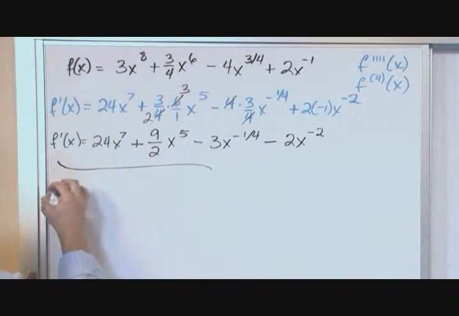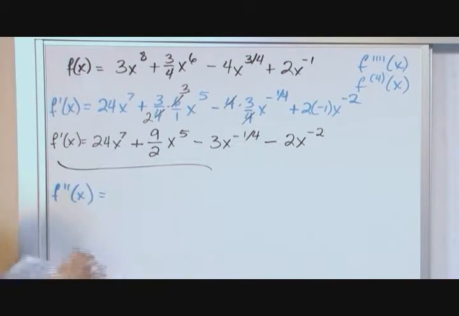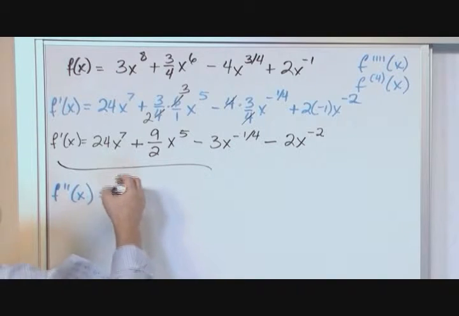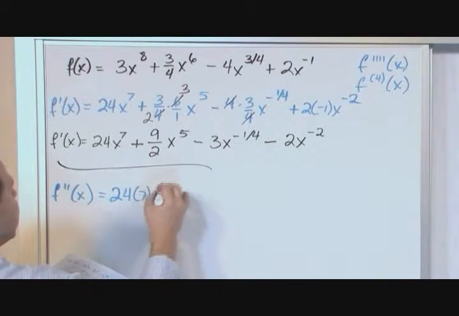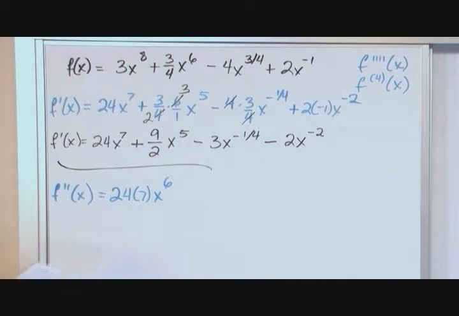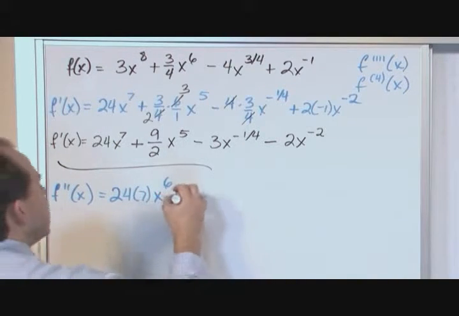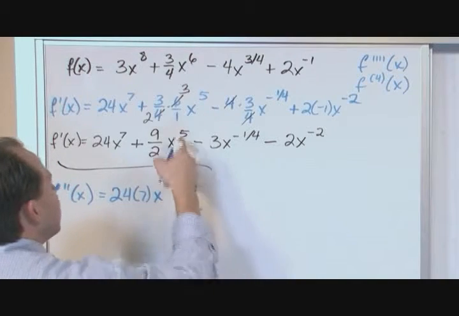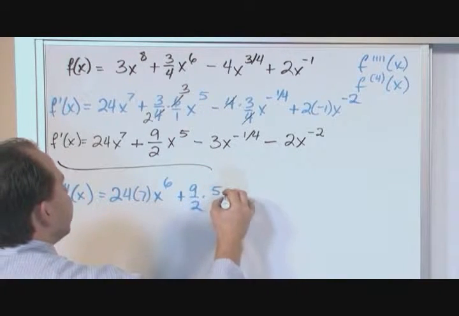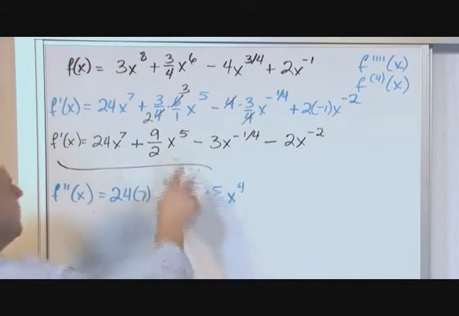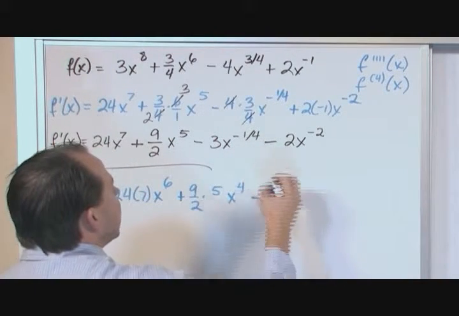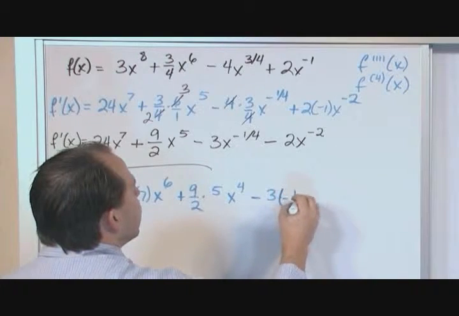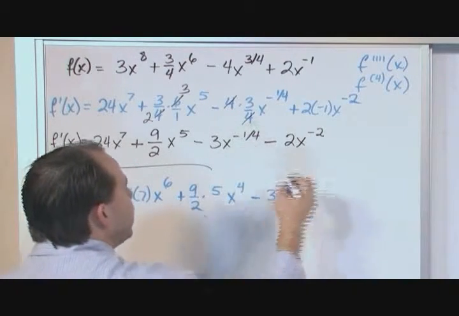Do a second derivative. F double prime of x is equal to, what's 24 times 7? It's 168, but let's go ahead and write it for right now as 24 times 7, just so you know what we're doing. X to the 6th power, subtract 1 off that exponent. Plus 9/2, we're multiplying by 5, so we'll leave it like that for now. X to the 4th power, subtracting 1 off of this exponent. Minus 3 multiplied by negative 1/4, coming from here.